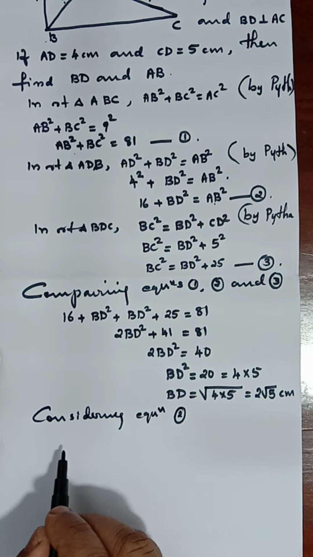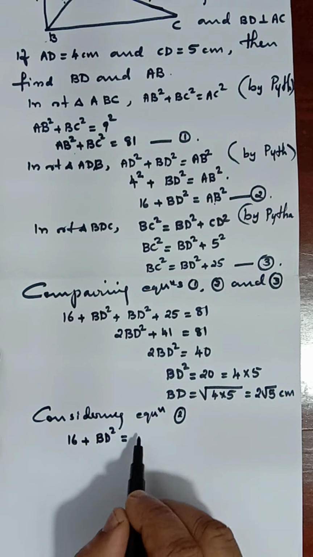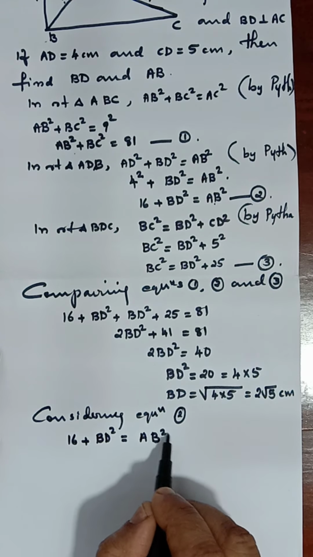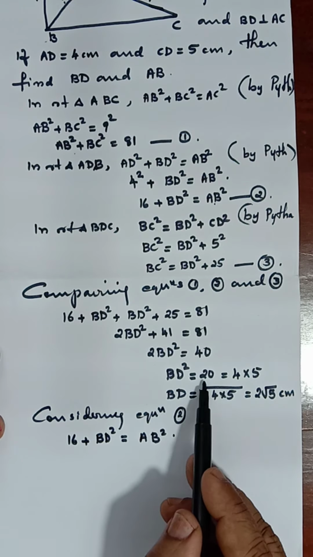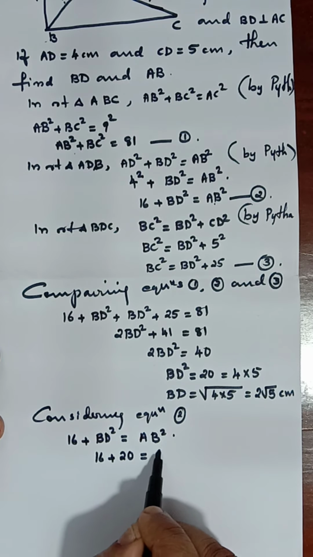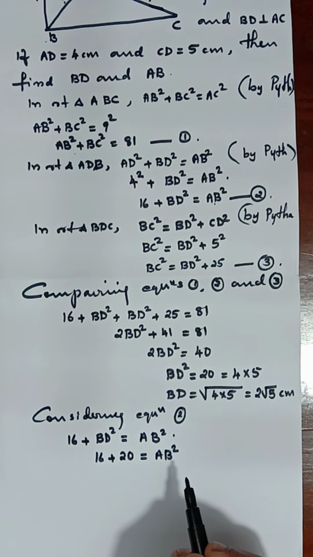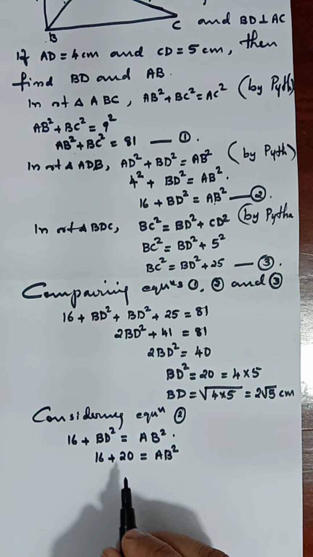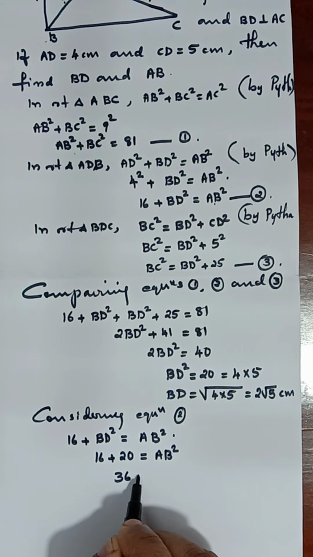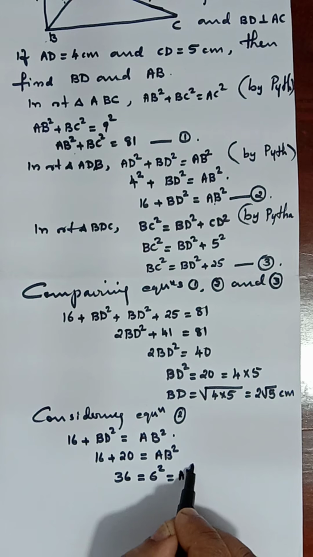Equation 2. Let us write it once. 16 plus BD square is equal to AB square. So BD square already we know it is 20. 16 plus 20 equal to AB square. What is 16 plus 20? We have 36. Isn't it 36 equal to 6 square equal to AB square?